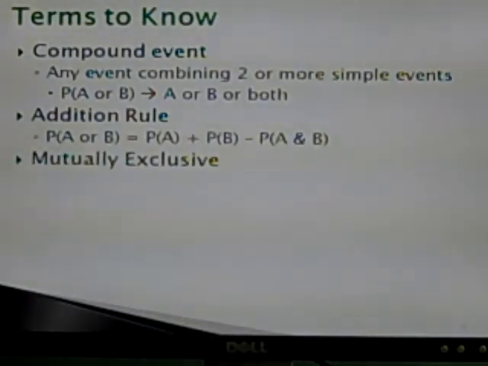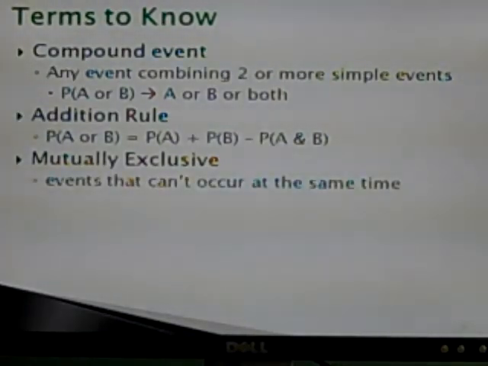We have events that are called mutually exclusive. This is events that can't occur at the same time. So, for example, if we think about the weather, it can't snow and be 90 degrees. So those would be mutually exclusive events, snowing and it being 90 degrees.